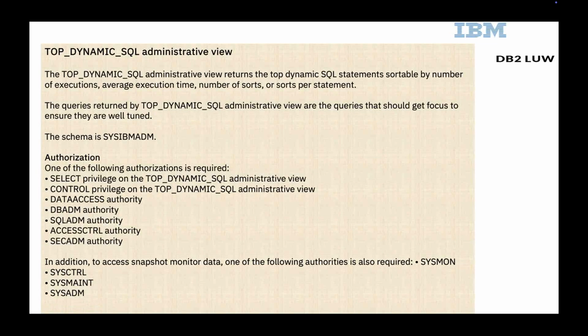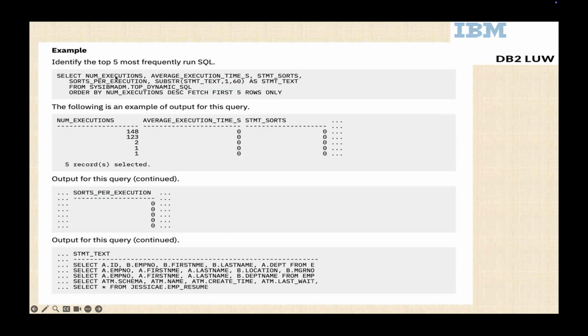This is also one that I use frequently to troubleshoot things: top dynamic SQL, based on the different metrics I have to capture. Now I want to identify in the system the top 5 most frequently run dynamic SQL. So select number of executions, average execution time, statement sorts, sorts per execution, substring of text, again, however much text you need from this view, order by number of executions, fetch first 5. So these are the top 5 important, frequently run dynamic SQLs in the system.